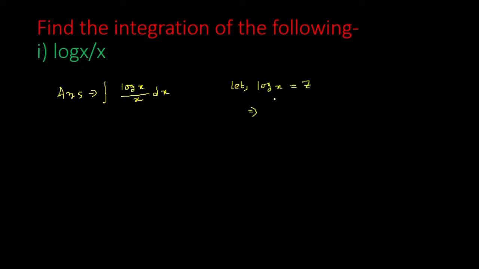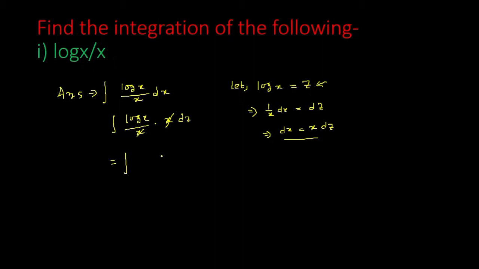Then if we differentiate both sides, it will become 1 by x dx equals dz. So from here we can write dx equals x dz. Now putting this in here, we get log x by x into x dz. Then x will be cancelled out and the value of log x is z. So putting it in, we will have z dz, now this is z to the power 1.